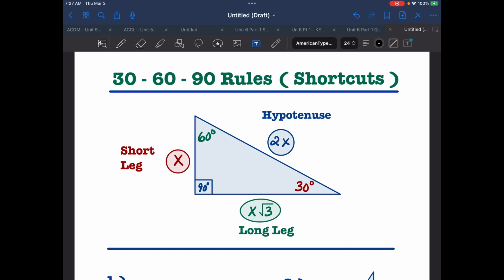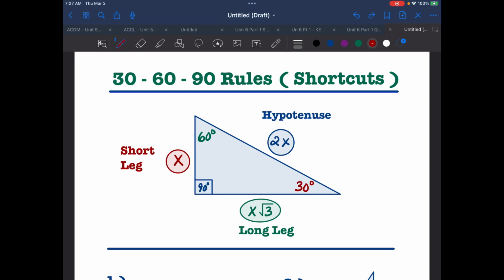Okay, next, what I'd like to do is generalize what we just talked about. In any 30, 60, 90 right triangle, we have to get used to the vocabulary and the terminology. What I want us to remember is the smallest angle is always going to be 30, and across from 30 will always be the shortest side. Since these two are the legs, we're going to call one of them the short leg, one of them the long leg. But the hypotenuse is always across from 90.